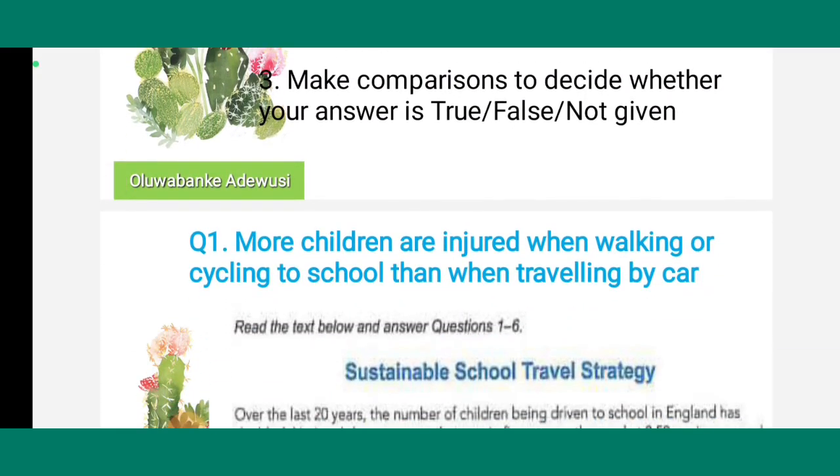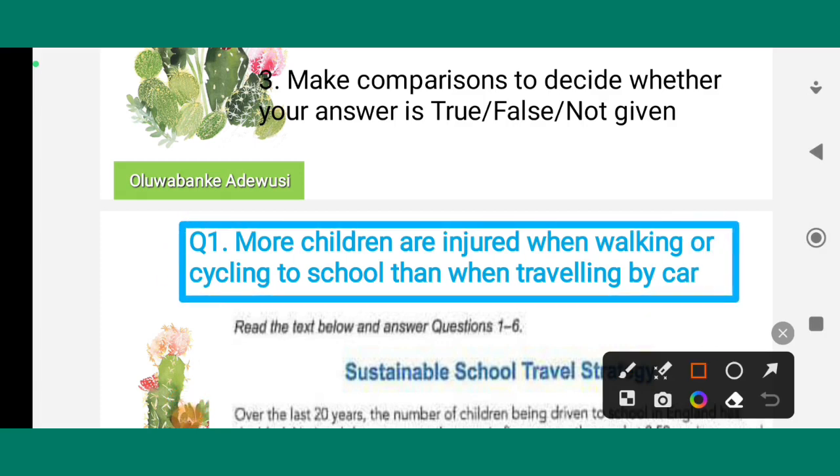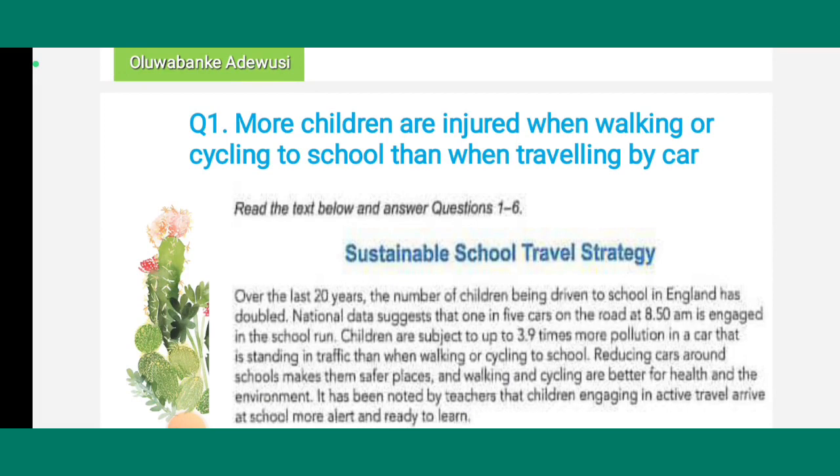So let's look at this example. The question says more children are injured when walking or cycling to school than when traveling by car. So let's look at the passage. You quickly read through this passage and find the focus sentence. When you pick one or two keywords from the question, it talks about cycling, children, car. You can see car, children.